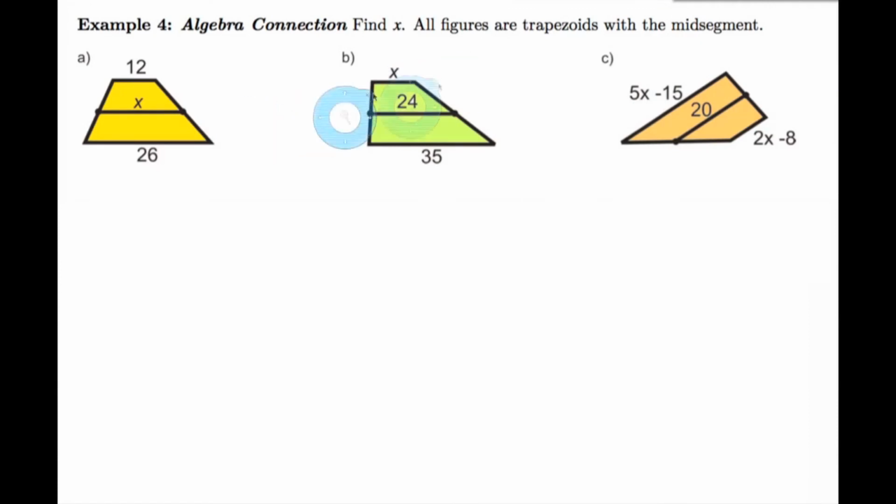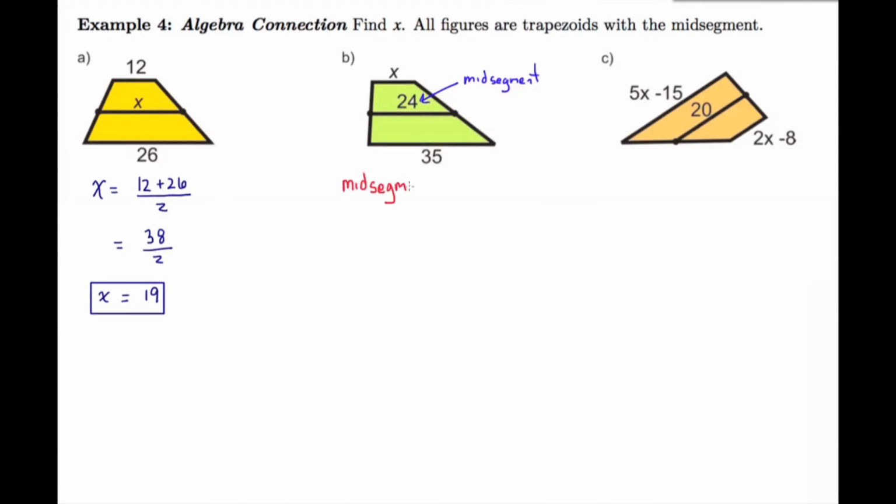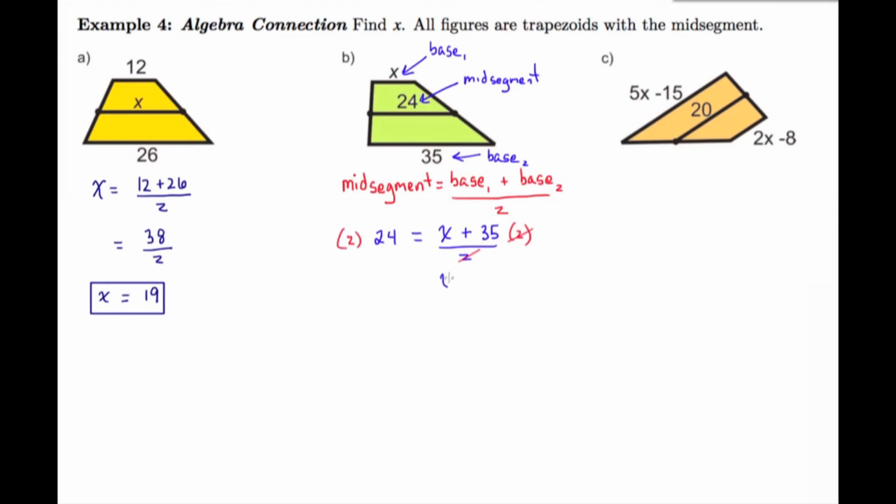So we're going to use that idea in example 4. We're going to solve for x given that these figures are all trapezoids with the mid-segment shown here. So x in this case would be 12 plus 26 divided by 2, which is 19. In part B, 24 is given as the mid-segment, and x is one of the bases. So I need to set it up a little bit differently this time. 24 equals x plus 35 divided by 2.